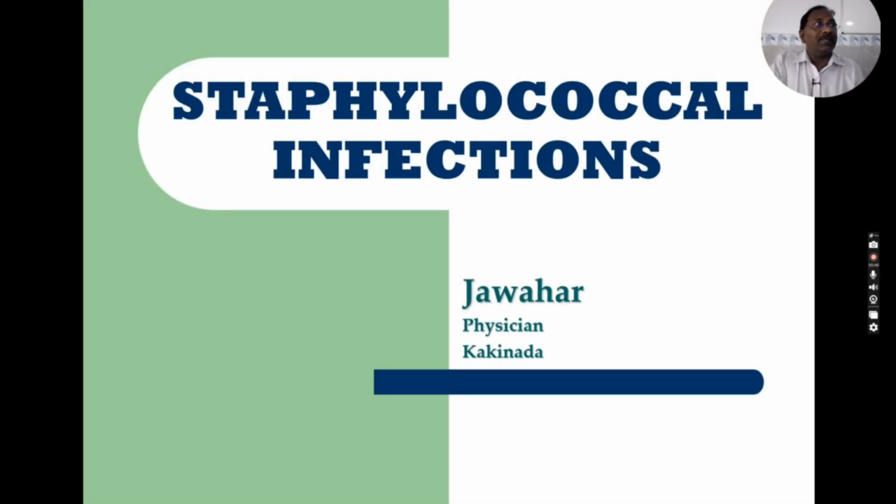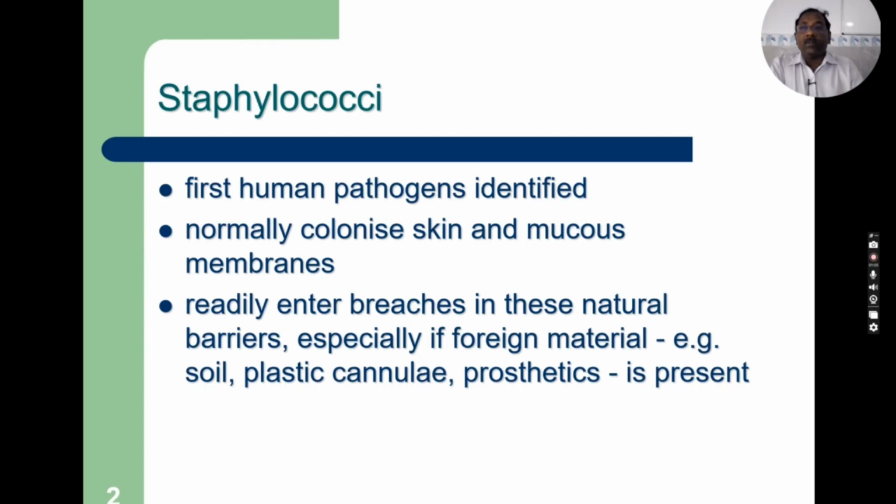Today's class will be on infections: staphylococcal infections, if time permits streptococci, and also the gram-negative infections. They are among the earliest human pathogens identified. It normally colonizes the skin and the mucous membranes, and they enter especially foreign materials, such as soil, plastic cannulas, and prosthetics. If present, they enter the body as commensal organisms.